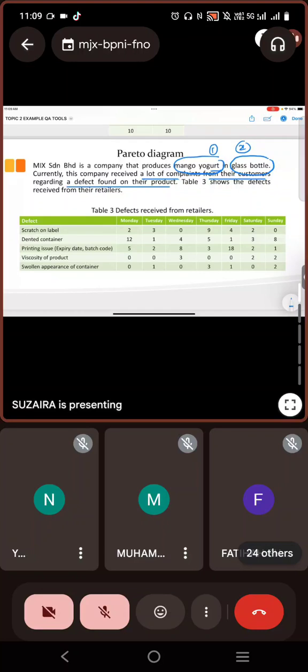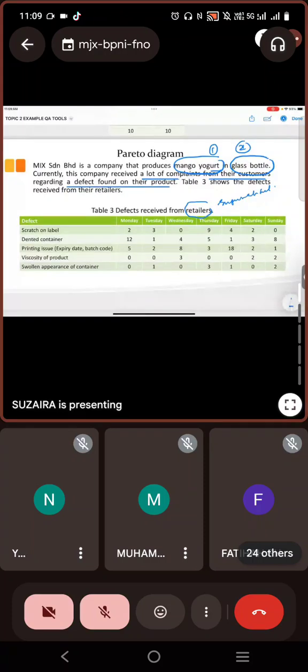So Table 3 shows the defects received from their retailers. Okay, so this is the table that shows the defects received from retailers. Retailers are like a supermarket, all right. So probably they receive a complaint from a customer, so they just compile the complaints together, or based on the handling process. So when they receive the products, they make the claim.